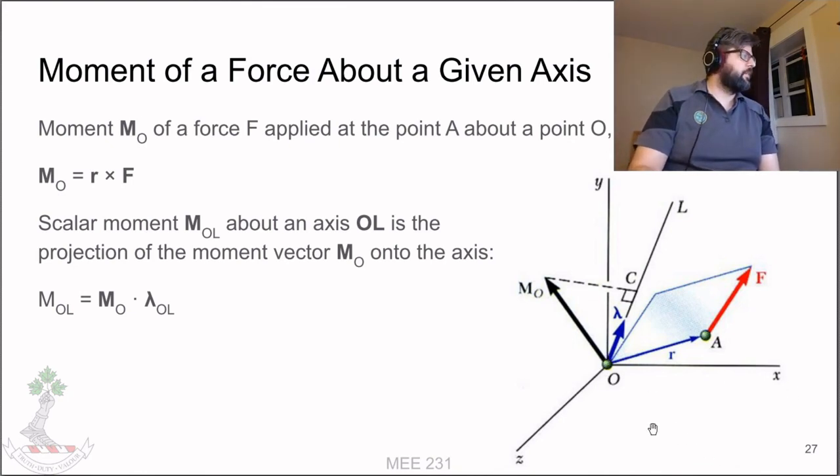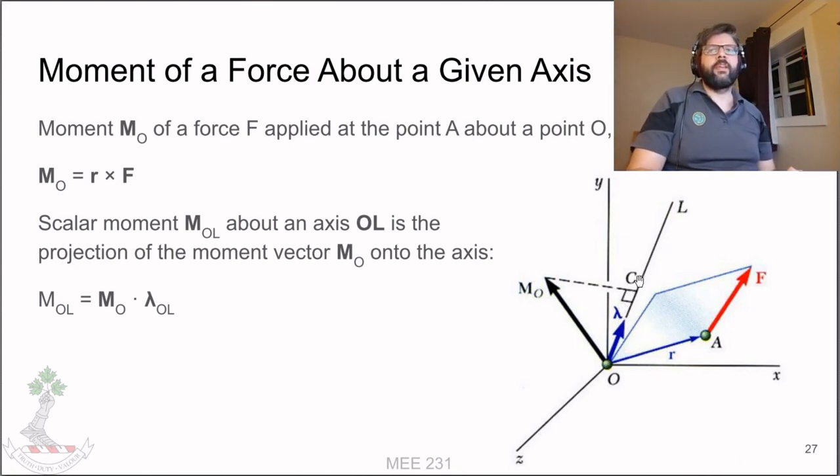We're not necessarily concerned about the moment about this point. We might be worried about the moment about an axis that passes through that point. So we can calculate that moment and then project it onto this axis here. We have this unit vector that defines the axis we're worried about it rotating around. We take this vector and project it upon this axis.